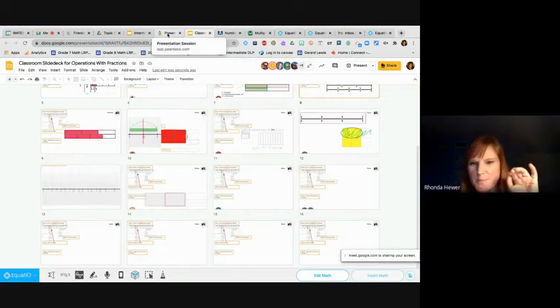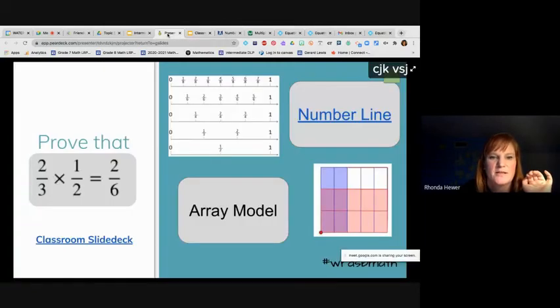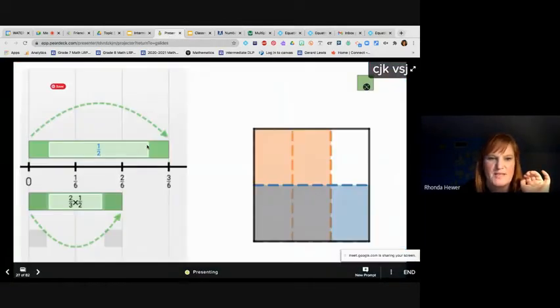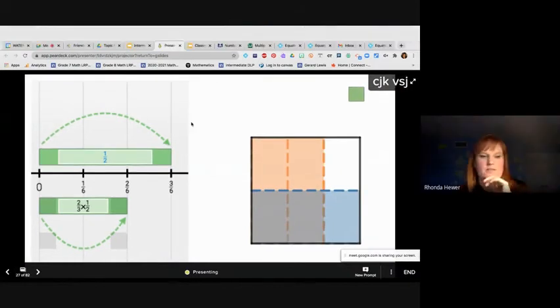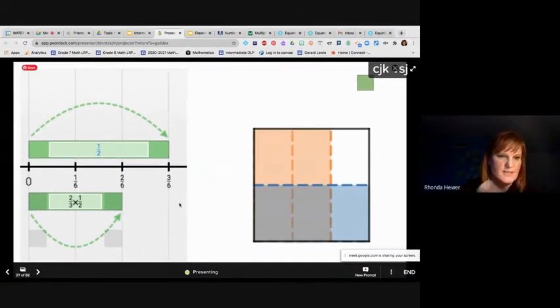Okay, time is up. And I think I'm going to ask you to come on back to the Pear Deck. I'm just going to show you a couple of examples of what this could look like. Just because it's already 5 to 5. Time goes by so quickly.